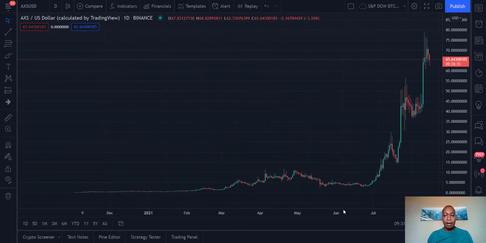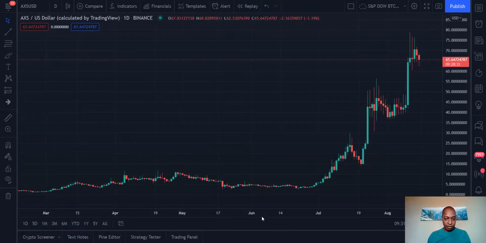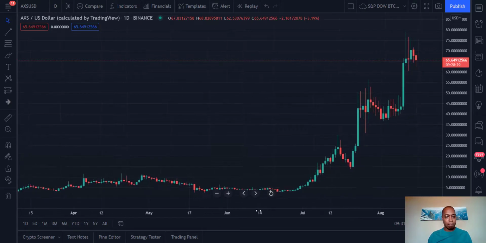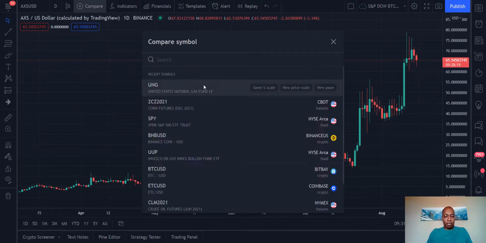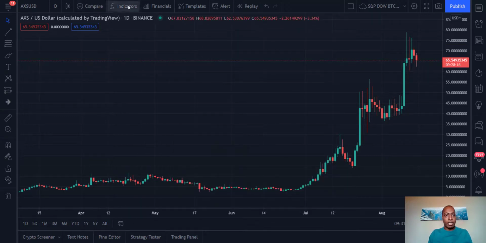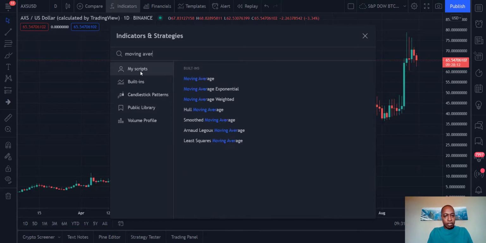So we don't have a full year's worth of data, and I looked at a couple of other versions versus the dollar, and again, didn't have very much data to go from. So we're just going to use what we have and basically follow the same process we always do. Didn't mean to hit compare. We're just going to go ahead and add in some moving averages to start this off.